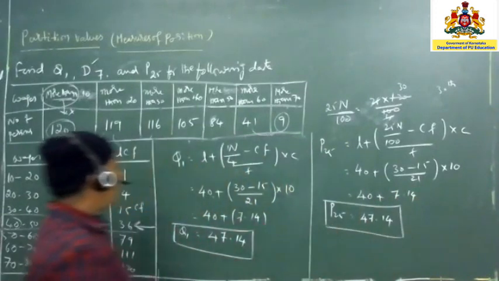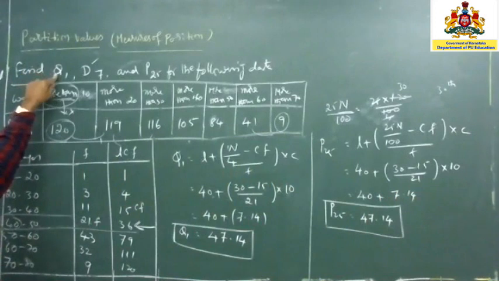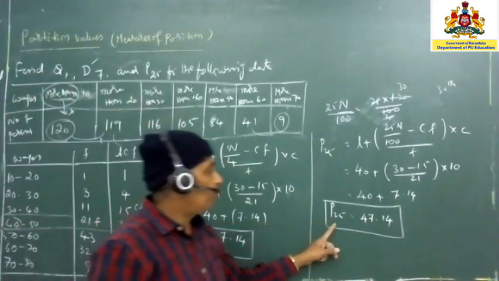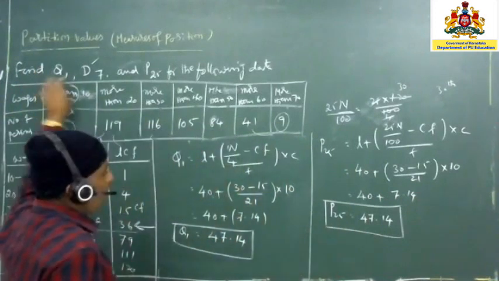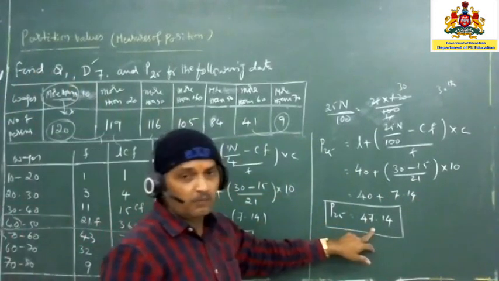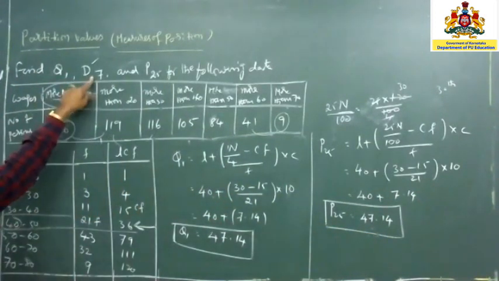Now in this way we can understand that in the quartiles, the 25% portion is covered by Q1. The same thing is covered by P25 also. It means that Q1 is nothing but P25. Q1 is nothing but P25. Is it clear now?